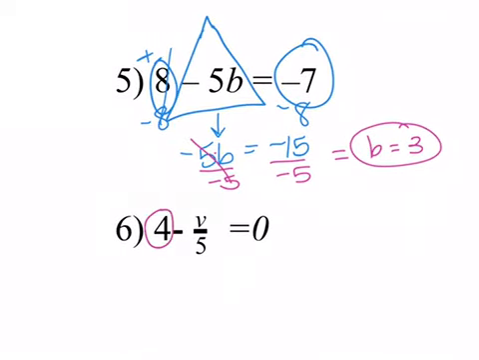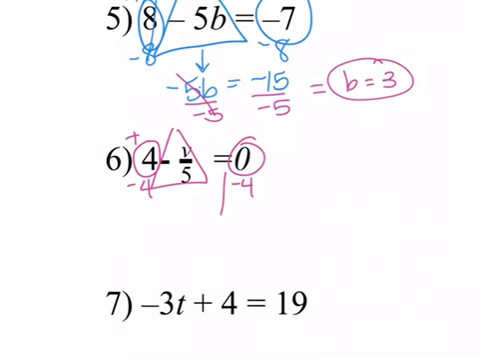On number 4, since 4 doesn't have a sign in front, that just tells me it's positive. So the opposite would be to subtract it. So then 0 minus 4 gives me negative 4. These guys are canceled, and my whole triangle gets brought down. So negative v divided by 5 equals negative 4.